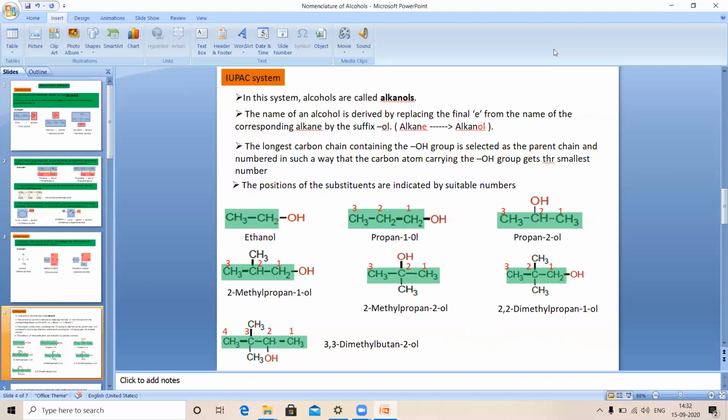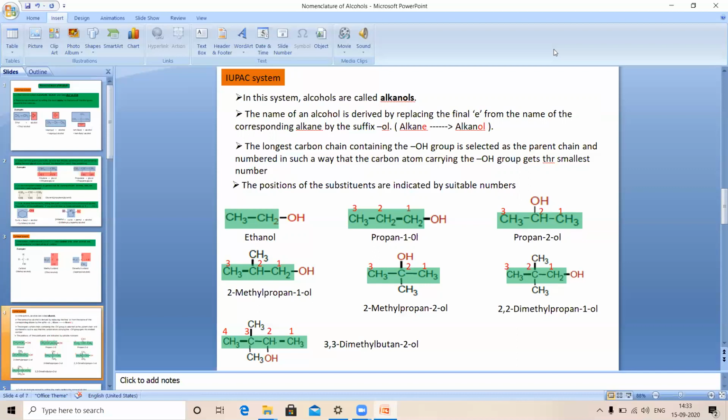The longest carbon chain containing the OH group is selected as the parent chain and numbered in such a way that the carbon atom carrying the OH group gets the smallest number. The positions of the substituents are indicated by suitable numbers. For example, see the first example, CH3CH2OH. Here the parent alkane is ethane.